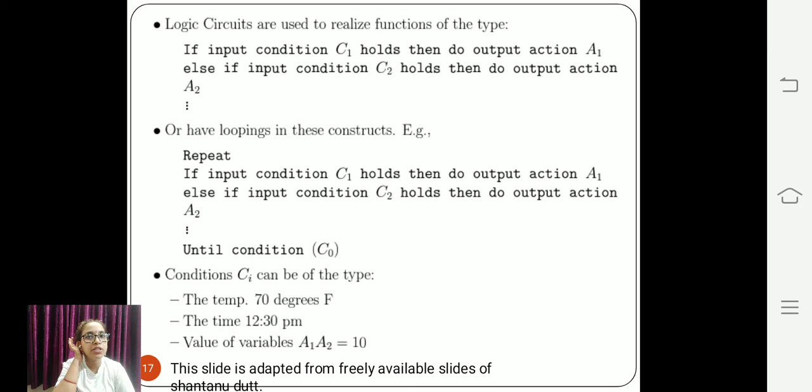If input condition C1 holds, then do output action A1. Else if input condition C2 holds, then do output action A2. If the condition is C1, at that time the output is A1. If the condition is C2, the output is A2. Otherwise, the same thing is repeated until the last condition. Like that we can consider the example here regarding temperature and time basis. I have taken one example here.